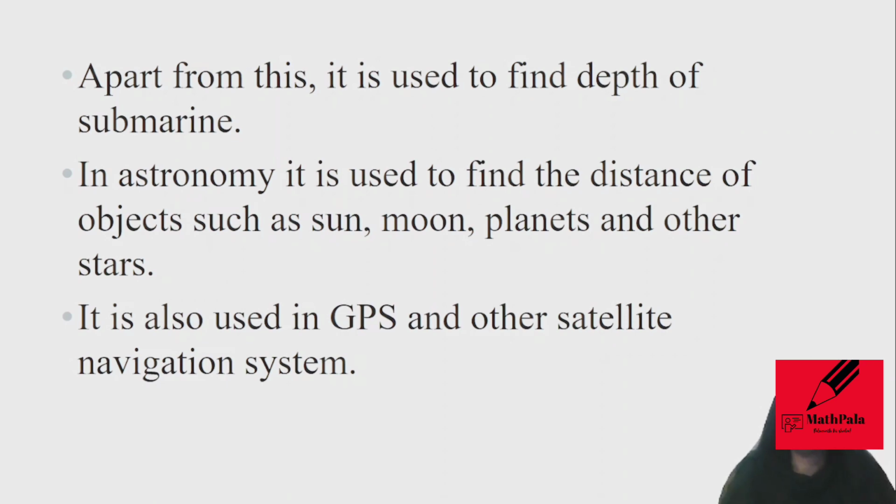Apart from this, it is used to find the depth of submarines. The average depth of a submarine is approximately 300 meters. So trigonometry is also used there. In astronomy, it is used to find the distance of objects such as the sun, moon, planets, and other stars. It is also used in GPS and other satellite navigation systems. These are a few applications which I listed here, and your task is to find a few more applications.